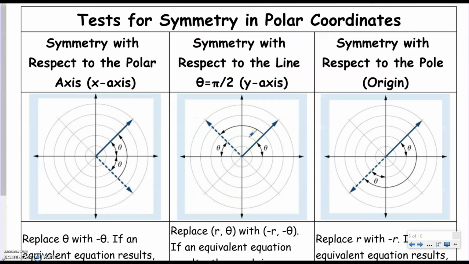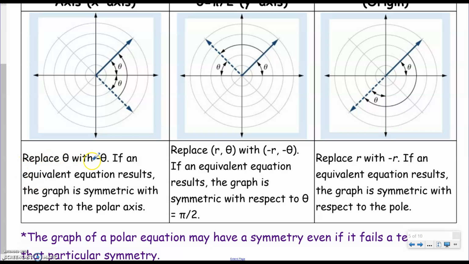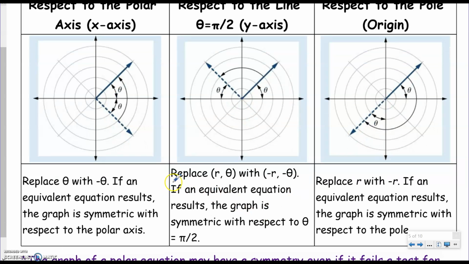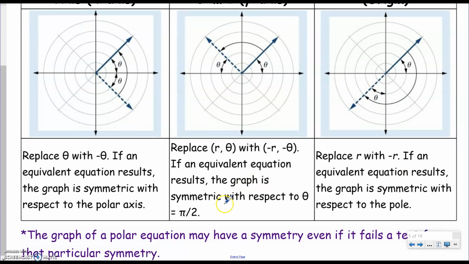Next page. Before we graph anything else, we're going to test for symmetry and make sure they work out all right. We're going to check to see if it's symmetric with respect to the polar axis, which is typically like your x axis. We're going to replace theta with negative theta and see if we get the same thing that we started with. To decide if it's symmetric with respect to the y-axis or pi over 2, we're going to replace r with negative r and theta with negative theta and see if the result is true. And if we're going to decide if it's symmetric with respect to the origin, we're going to change our r to negative r and see if that ends up being true.